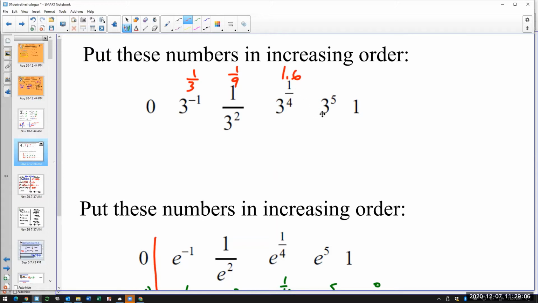Okay. And 3 to the 5th. What is 3 to the 5th? Isn't that 81 times 3? I'll get a calculator. Is it 243? Yes. Okay, so that's 243. Oh, 1.3. Thank you. See, they did lie to me. Okay, and then this right here is 1. So let's put all this in order, please, from smallest to largest.